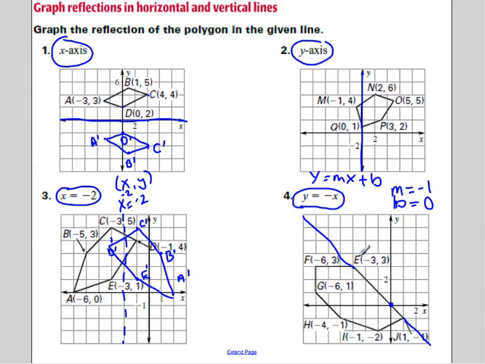E is on the line, so E and E prime are the same. Same thing with J. J and J prime are both on the line. When we do these next ones, it's a little bit different. Instead of going to the line and then through the line in the same direction, it's a little bit different when we have this diagonal line, or this line that's slanted at a 45-degree angle, something like this.